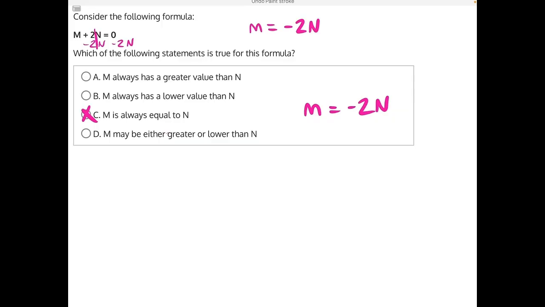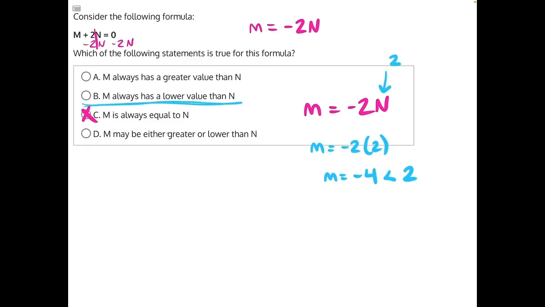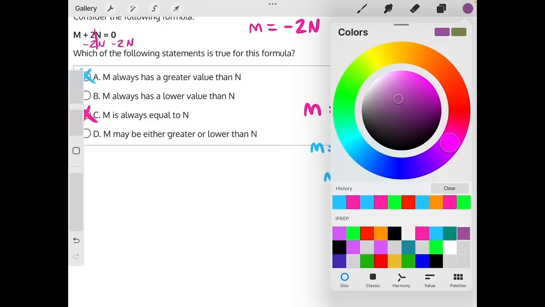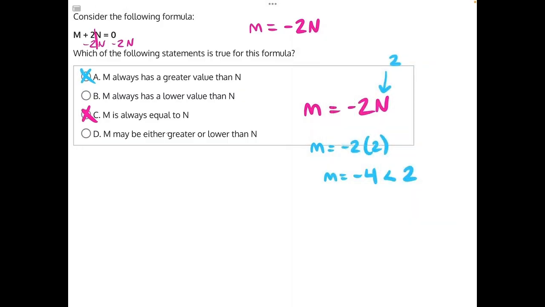So if I plugged in a positive number here, if I plugged in a positive 2, a positive times a negative will give me a negative. I'll have m equals negative 2 times 2, which would be m equals negative 4. And negative 4 is less than 2, not greater than 2. So m, in this case, has a lower value than n. We didn't disprove that one, but we did disprove answer choice A. M always has to be greater. That is incorrect.